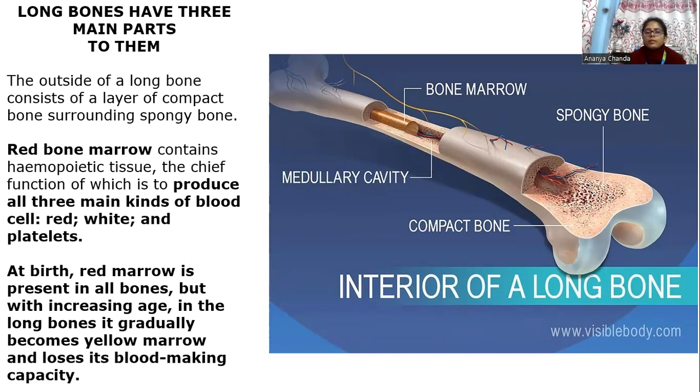The chief function of this red bone marrow is to produce all three kinds of blood cell, that is red, white and platelets. At birth, the red bone marrow is present in all parts of the bone, but with increasing age, the long bone converts the red bone marrow into yellow bone marrow, which loses the capacity for forming red blood cells, or the blood making cells.